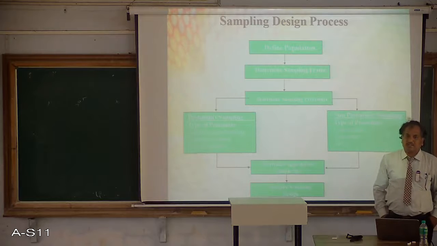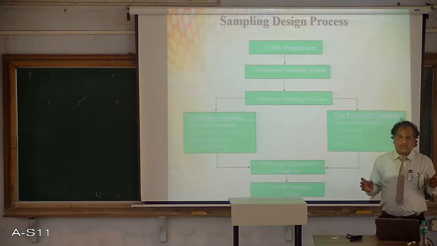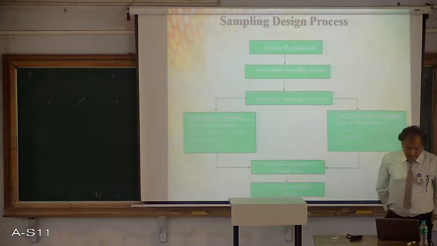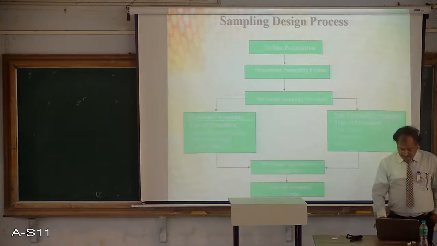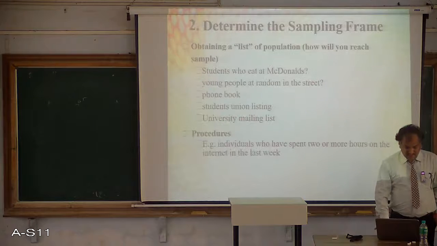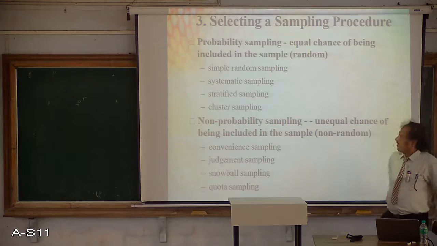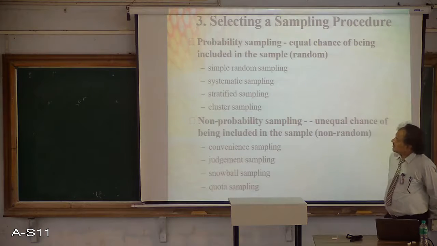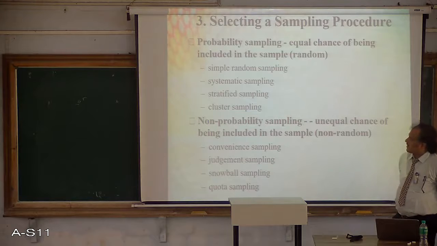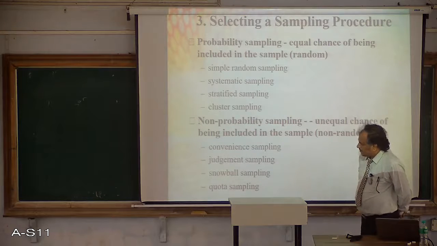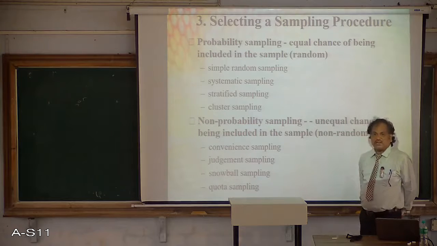Then we'll determine the sampling procedure. The sampling procedures are broadly categorized into two types, that is probability sampling and non-probability sampling. And under probability sampling, we have different methods like simple random sampling, systematic sampling, stratified sampling, cluster sampling. And under non-probability sampling, we have convenience sampling, judgment sampling, snowball, and quota sampling.